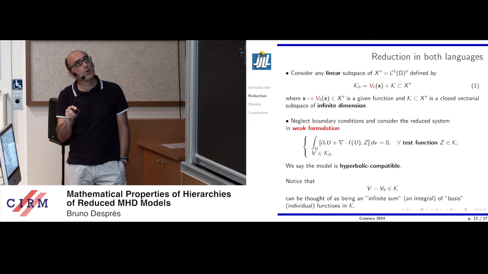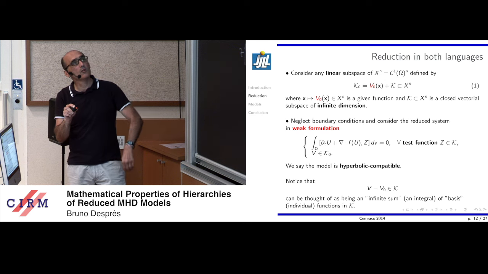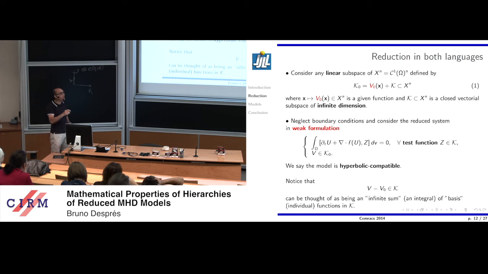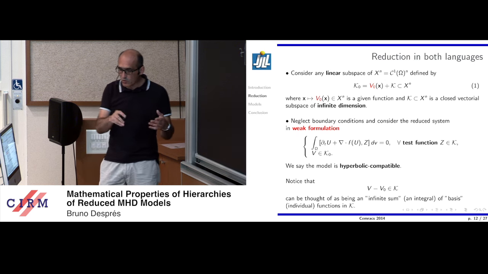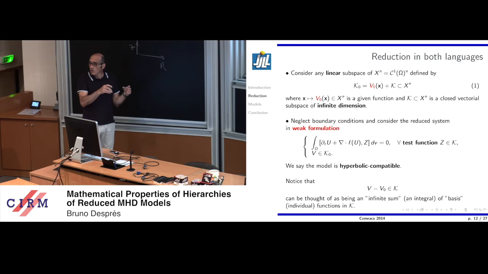We take the scalar product of the original system, just the hyperbolic part for the moment. The diffusive part will come in a moment. Against all test functions in the same space. It looks like the same, but there are many more functions now, because the dimension of this space is infinite. And of course, V is still in K. And we propose to say that the model is hyperbolic compatible, and the remaining part of the talk is just to show you that this structure is very convenient to describe reduction of MHD models.